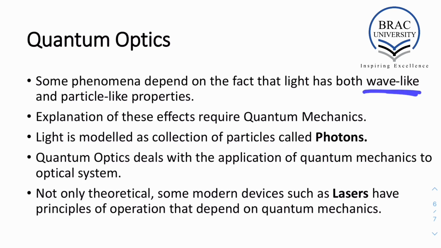In these cases, both wave-like and particle-like properties of light need to be taken into account. To explain this kind of behavior, quantum mechanics is required. In quantum theory, light is considered to be a collection of particles known as photons. So, in quantum optics, what we do is apply quantum mechanics to optical systems. Some of the modern devices, like lasers, have principles of operation which depend on quantum mechanics.